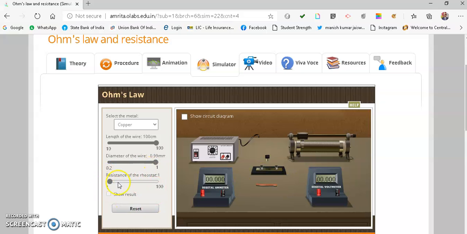And resistance of the rheostat I am taking 50. This is my own assumption. You can always change, it is up to you. So it is variable, you can change.